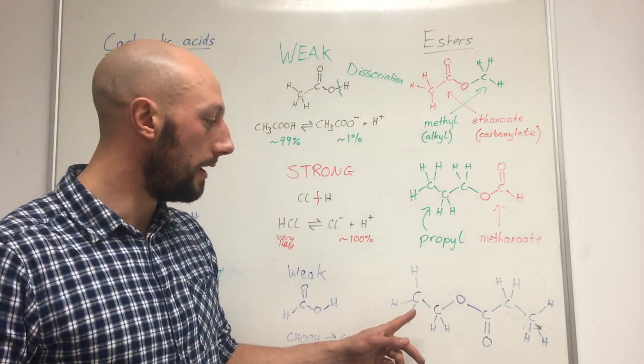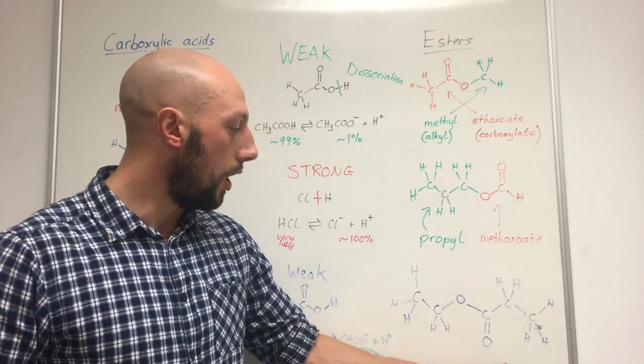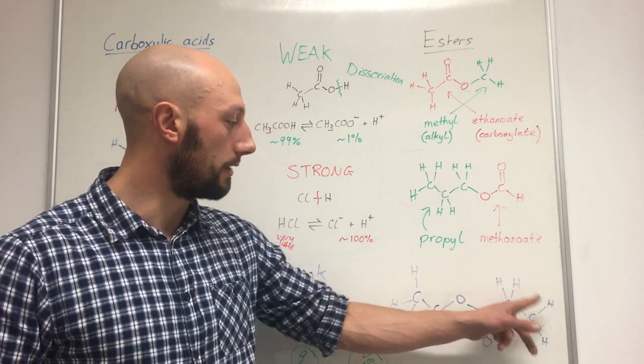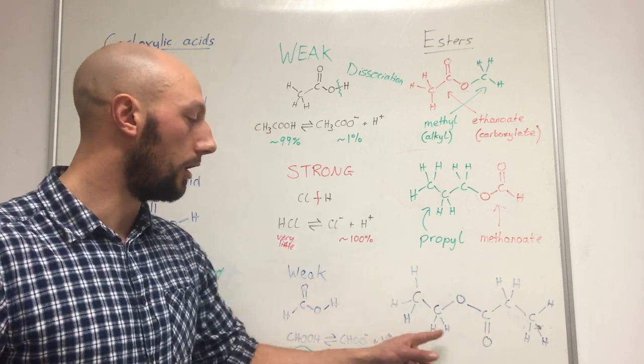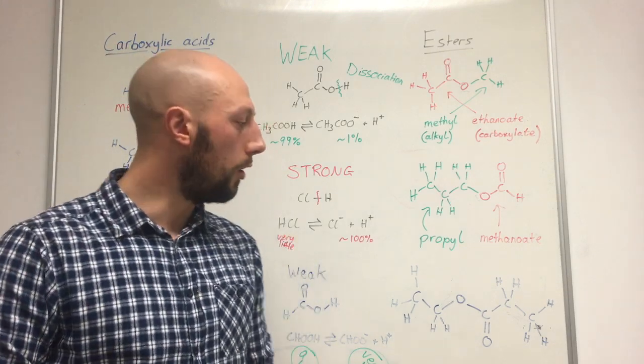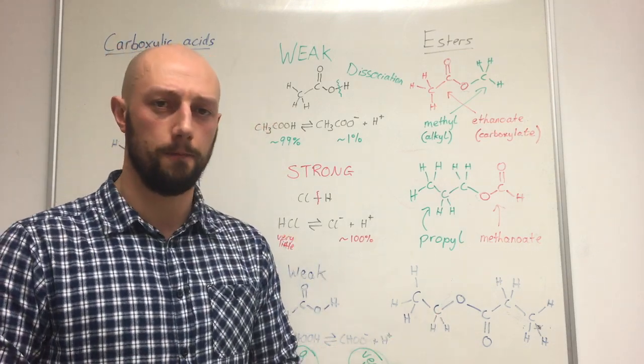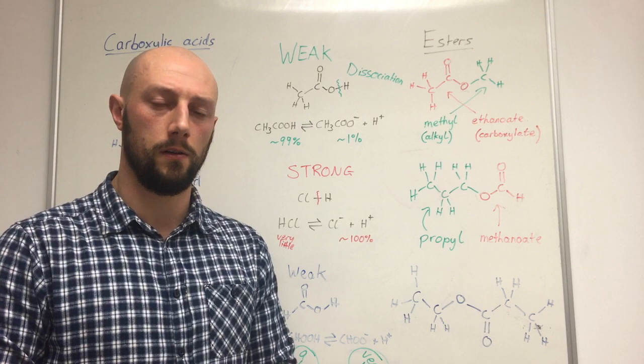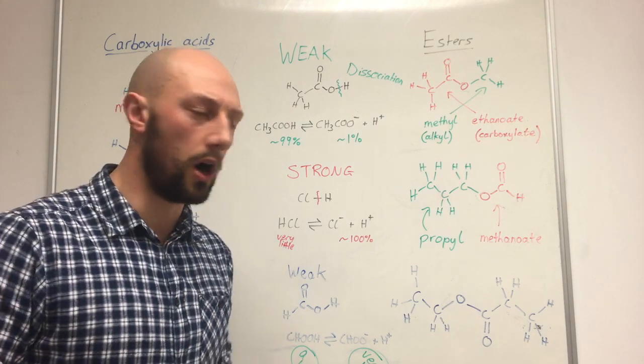Finally, I've got one here. Here is another ester. I've got the remains of a carboxylic acid group here. I've got the remains of an alcohol here. Please pause the video and work out what you would call this ester. I'm going to show you what I would call the ester now.